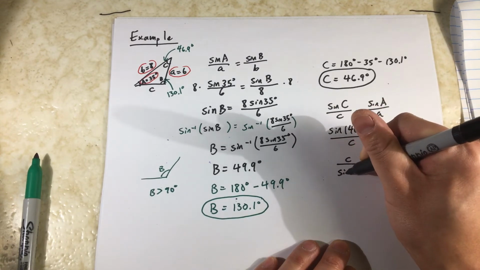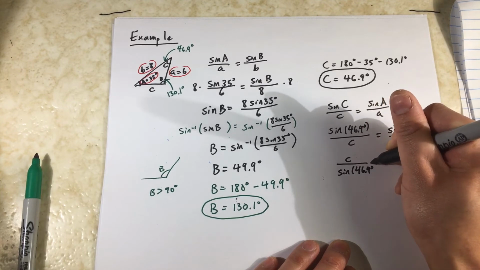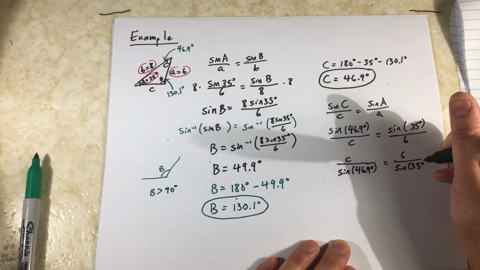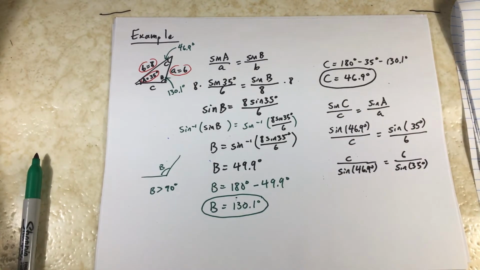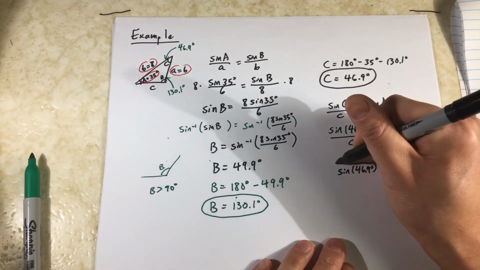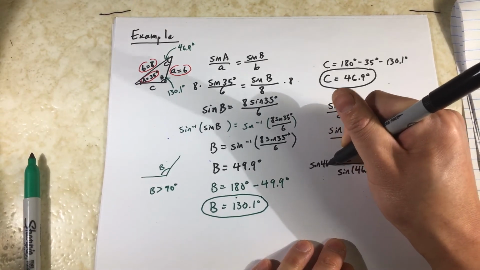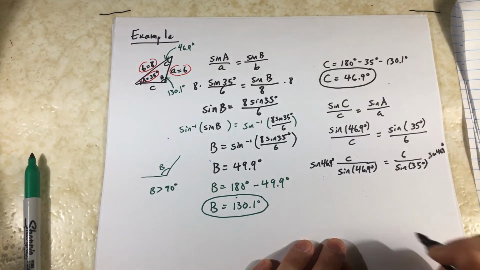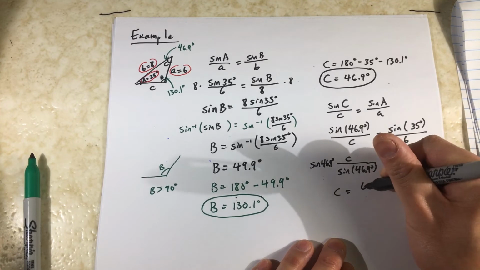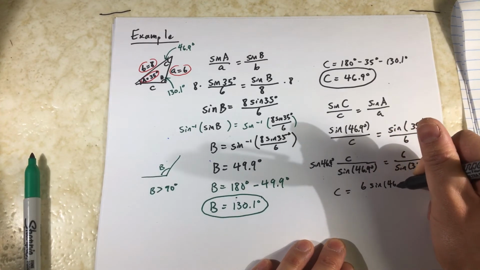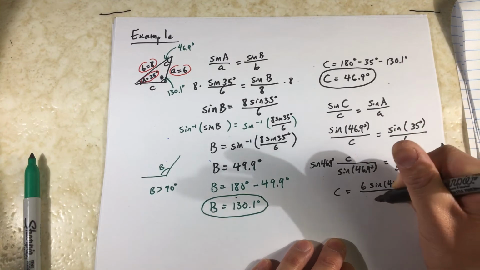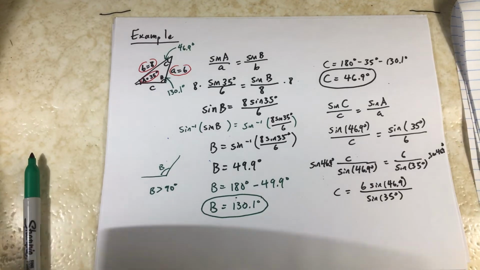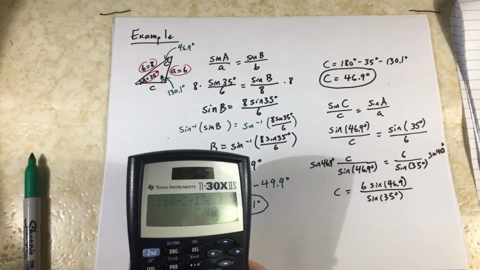C over sine 46.9 equals 6 over sine 35. So all I did is I just flipped both sides. And then I'm going to multiply both sides by sine 46.9. Okay, so I get C is equal to 6 sine 46.9 degrees divided by sine of 35 degrees. All right, so plug that in, and that should wrap up this problem.